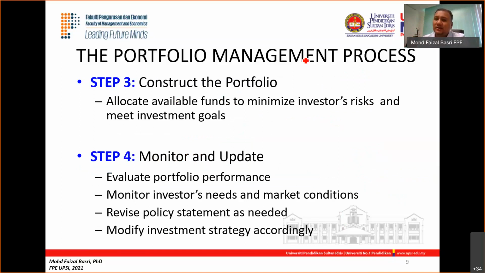So this is where we construct our portfolio and obviously we select the best possible combination of assets. Again, with the intention to get the best possible returns according to the policy statement earlier, based on the investor's risk, and also to meet the investment goals. And lastly, we monitor and update accordingly. This will be discussed in the final topic, which is how to evaluate the performance of our portfolio. So we have some measurements. If some stocks underperform, we need to revise, we need to change the assets accordingly. And then we have to modify from time to time.